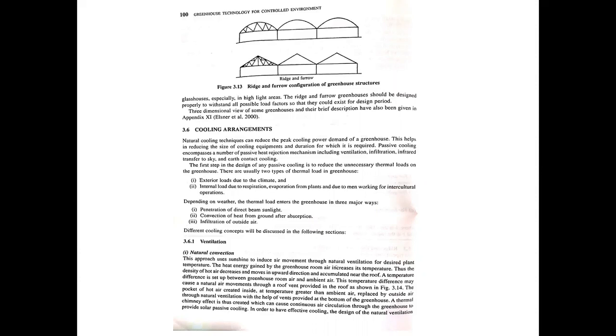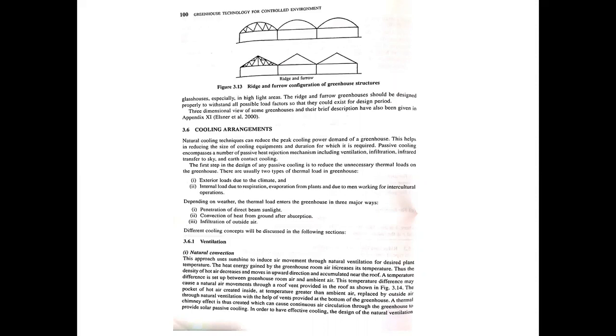So first, external loads due to the climate. External air flowing into the greenhouse will cause warm air to enter the greenhouse, so proper ventilation should be provided in the greenhouse. And second is due to the respiration or evaporation from the plants or crops, or from the heat transferred from the personnel working in the greenhouse.